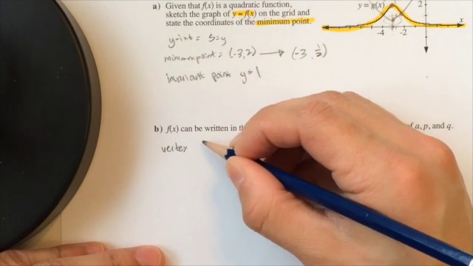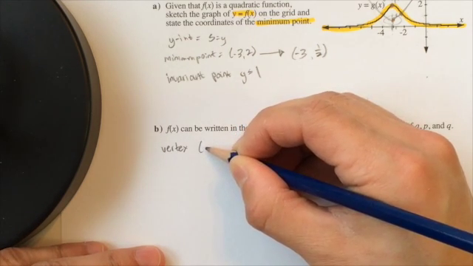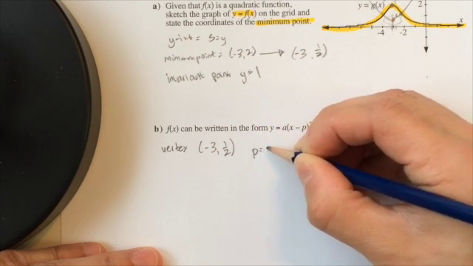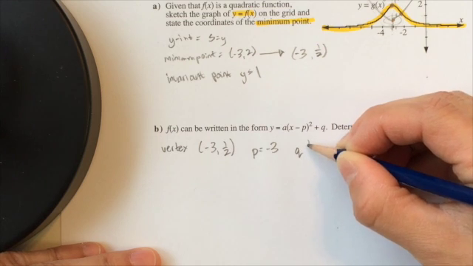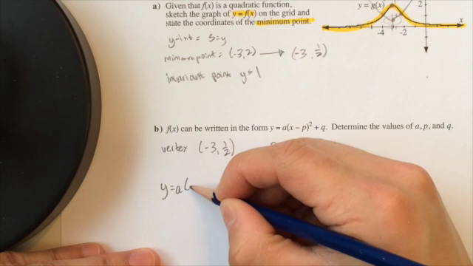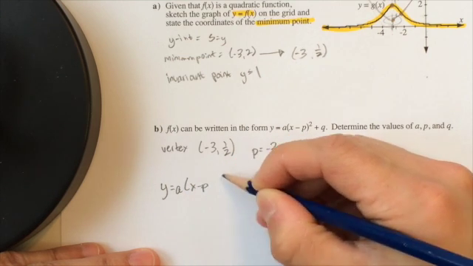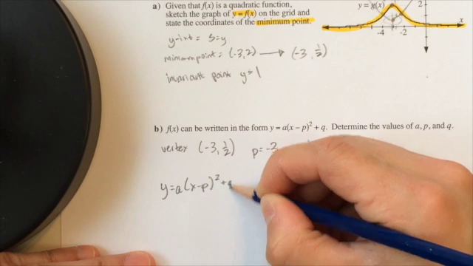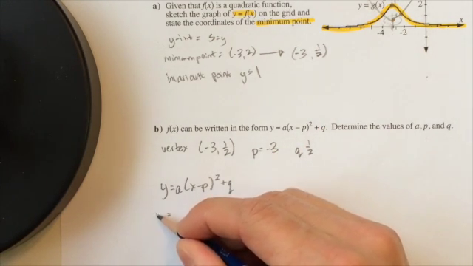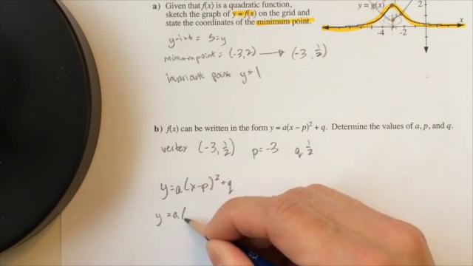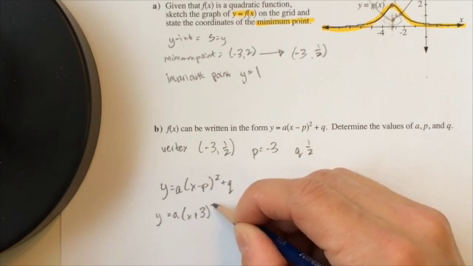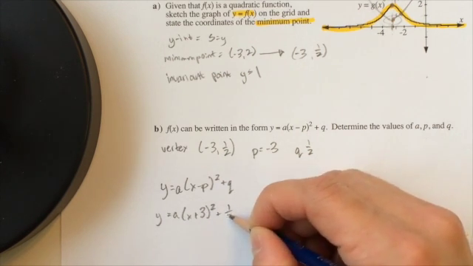Okay, so the vertex is equal to -3 and 1/2, which means p is -3 and q is 1/2. So if we write it in this form, y equals a times x minus p squared plus q, then I can fill this in, and I'm going to have y is equal to a times x plus 3 squared plus 1/2.